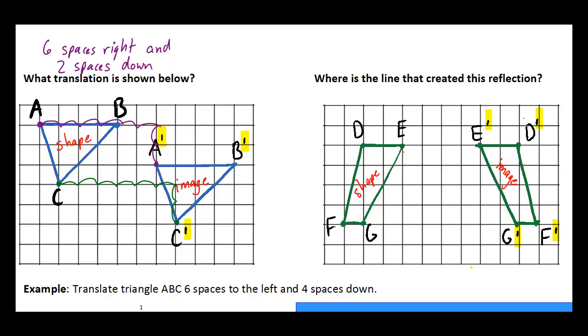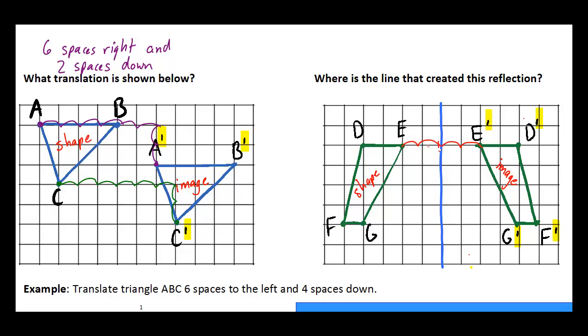Okay, so they're asking us where is the line that created this reflection. So you may have a sense that the line is actually this one right through the middle, and you'd be absolutely correct. The thing to notice about the line is that it's the same distance from, say, E to the mirror line as it is from the mirror line to E prime.